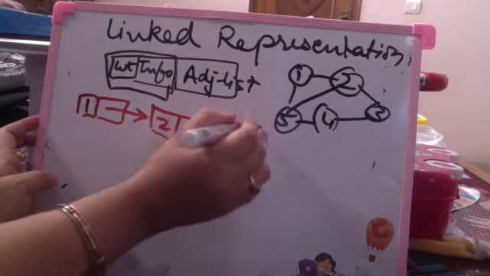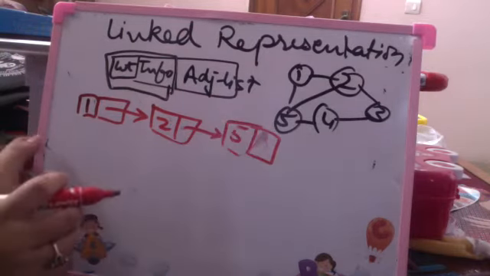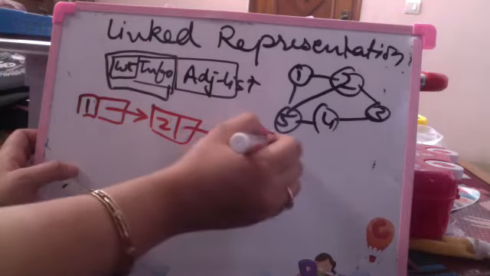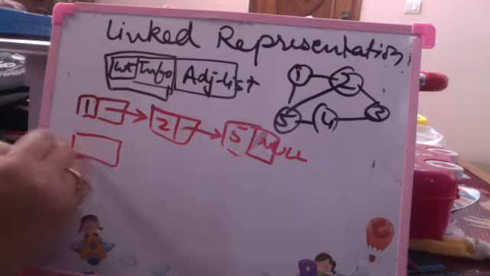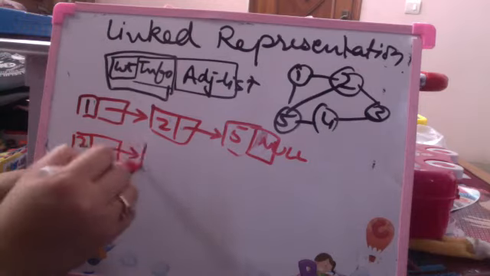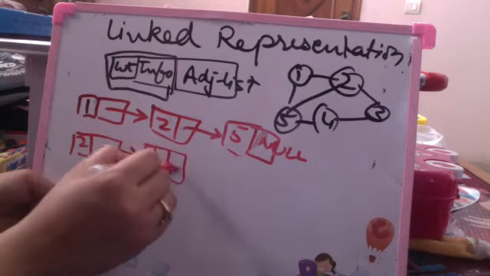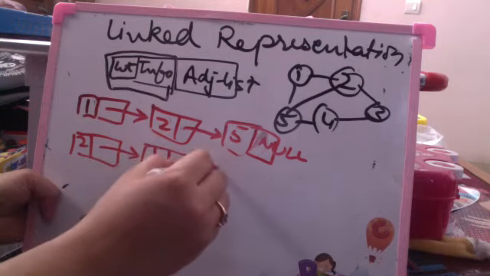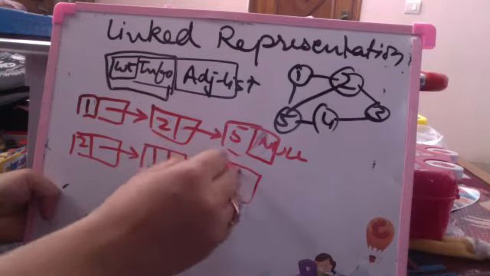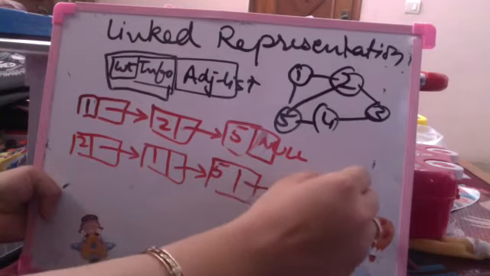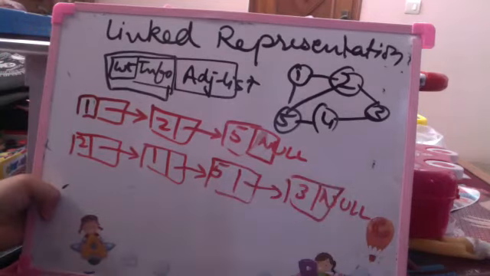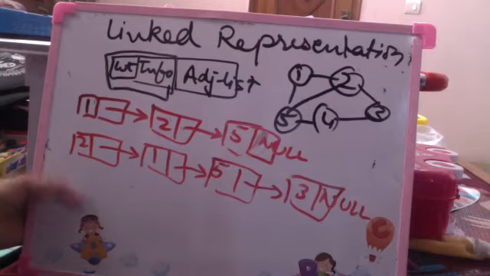Is this clear? Yes, no? Yes, ma'am. Similarly, for 2 I will be storing a node to 1, a node to 5 and a node to 3, and then null. 3 adjacent nodes are there for 2. Are you all understanding? Yes, ma'am.